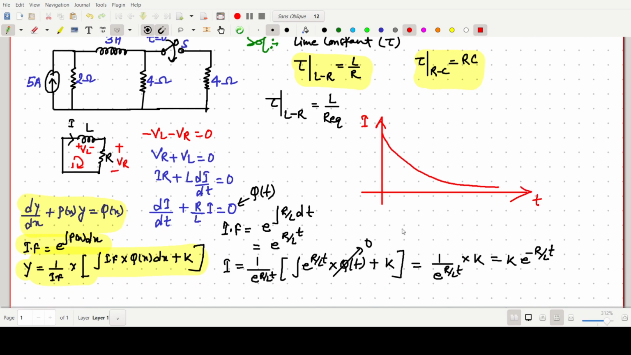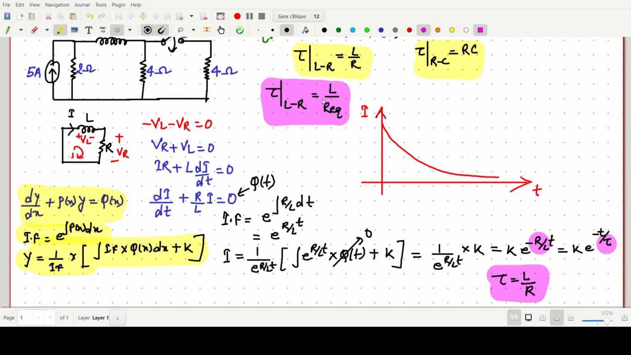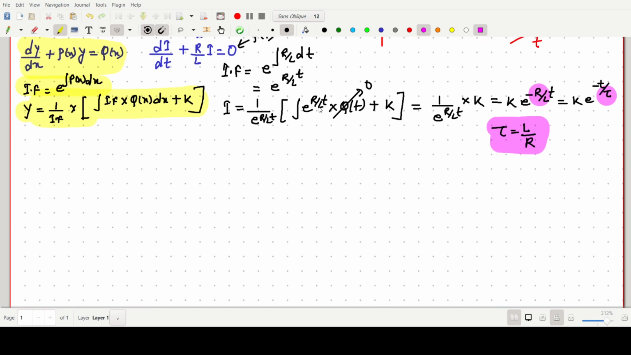Now here what we have observed is that this should be k e to the power minus t by tau. So this tau is nothing but simply L by R. This one is the important result, that's why I have derived it. I'm highlighting this. Why is this important? It is coming from this R by L, tau. So now if you have multiple resistances and inductors, we have to find L by R equivalent.